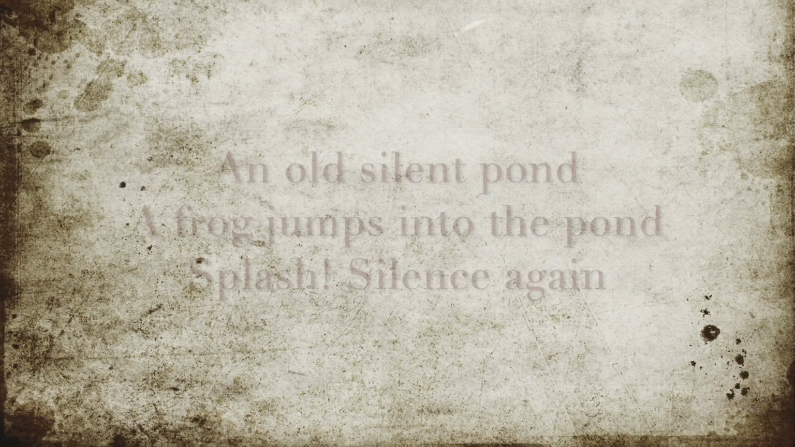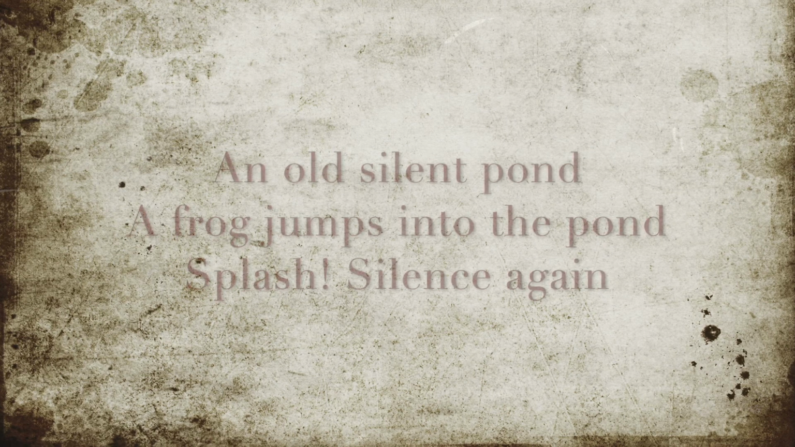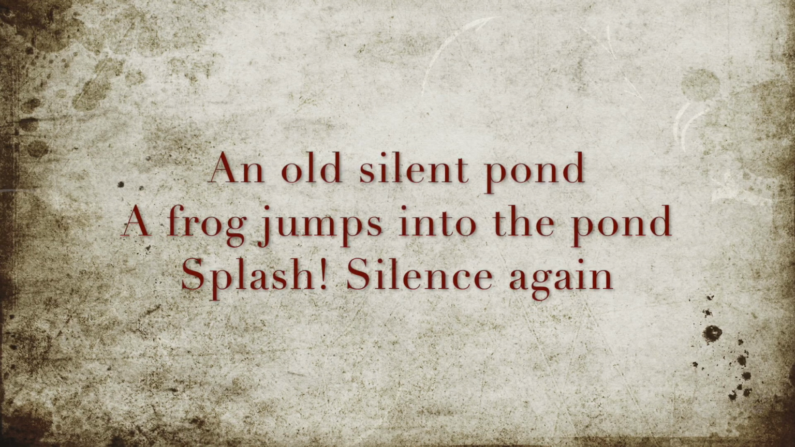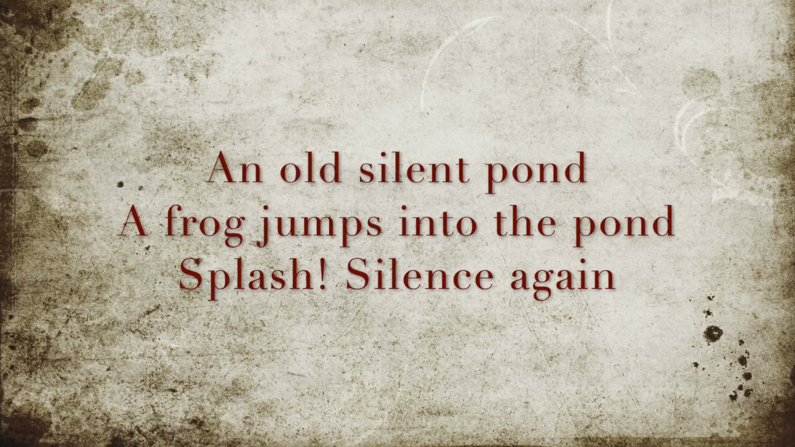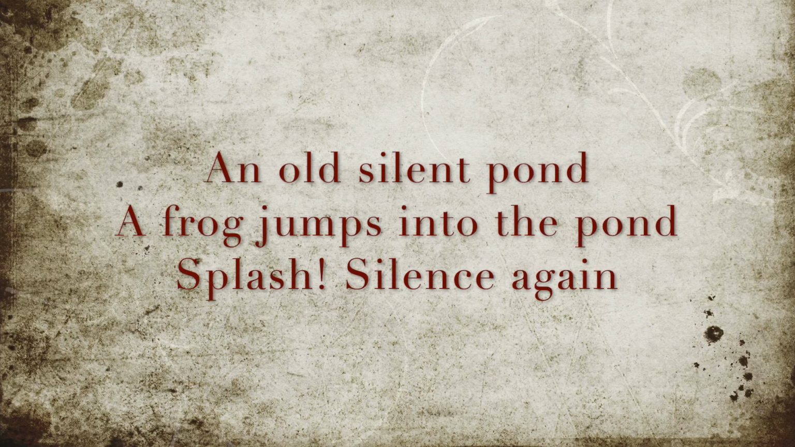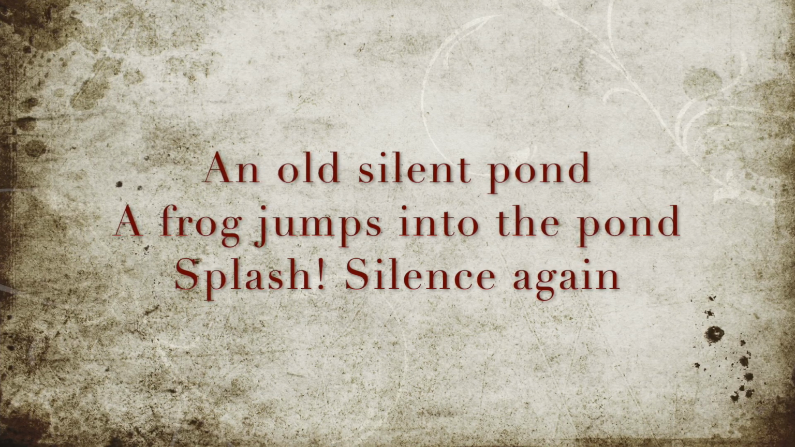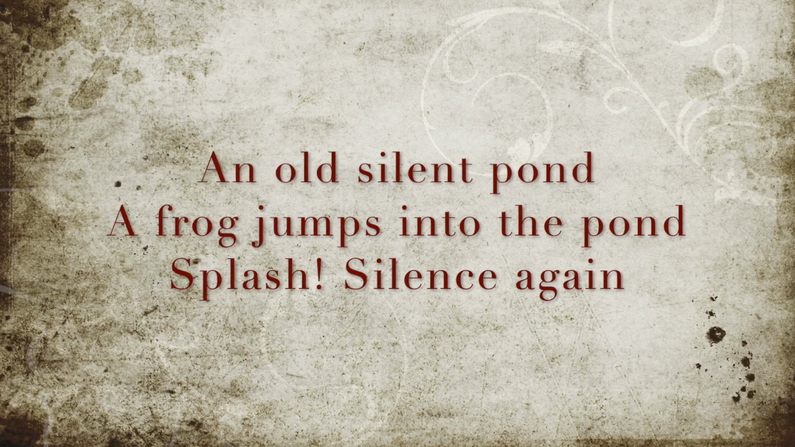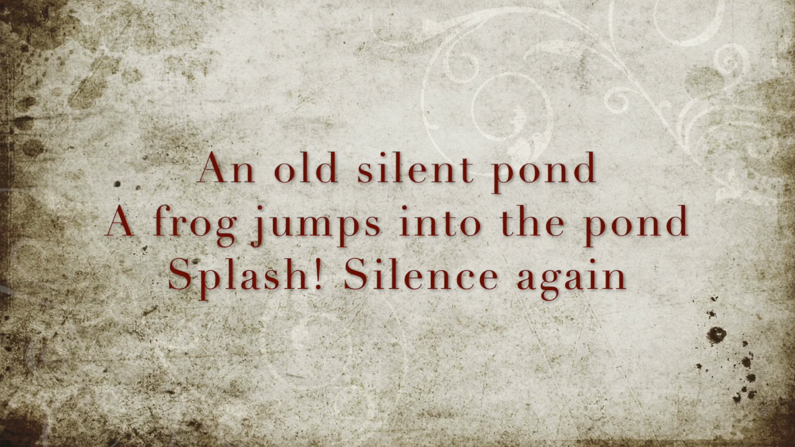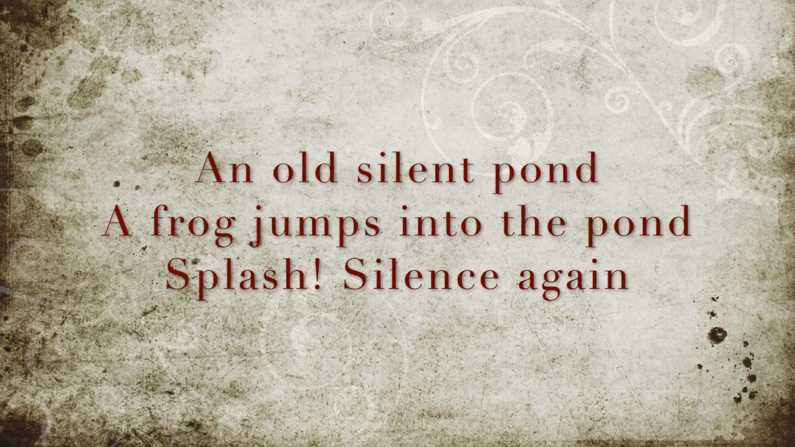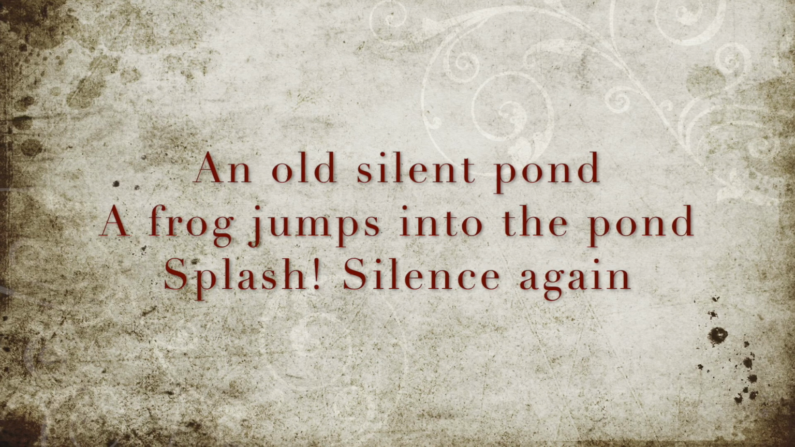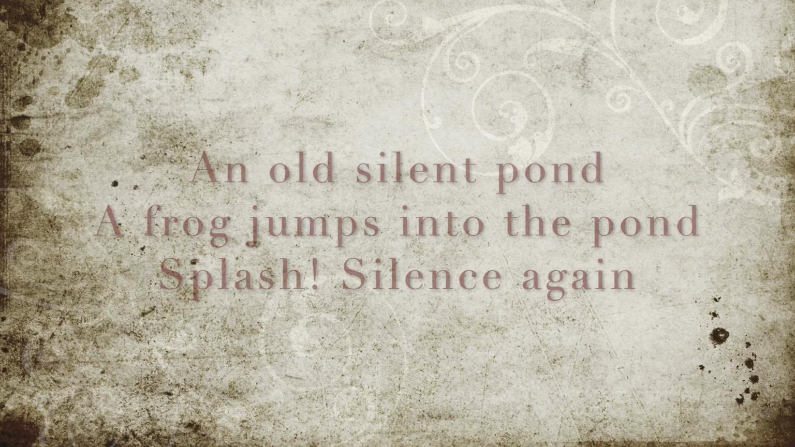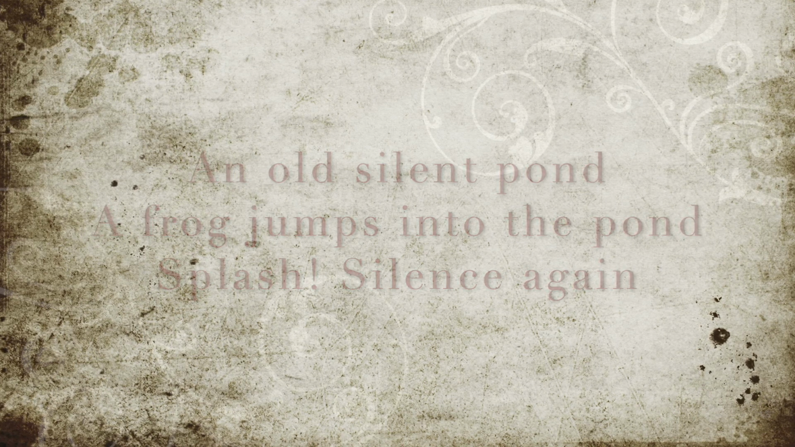If we sound out the first line of this poem, "an old silent pond," we'll see that it has 5 syllables. When we go to the second line, "a frog jumps into the pond," we'll see that it has 7 syllables. And then the third line, "splash, silence, again," we'll see that there are 5 syllables. So what I'm doing is I'm sounding out each word to figure out how many syllables there are, just like you did when you were learning to read when you were a kid.